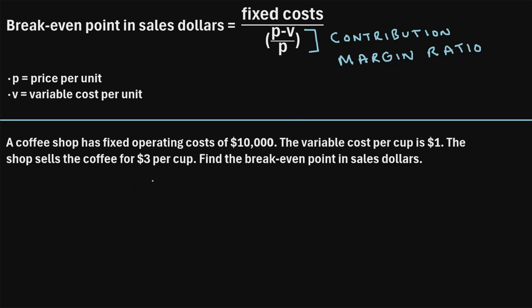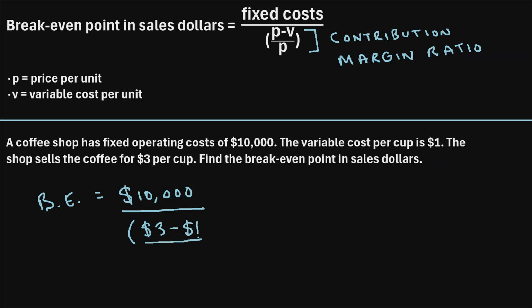So to find the break-even point for this coffee shop, let's go ahead and use this formula. We'll say break even, BE for short, is equal to the fixed cost. So we're told that the coffee shop has fixed costs of $10,000. So we'll say $10,000 divided by, now in this denominator we have P minus V. P is the price per unit. So we're selling this coffee for $3 per cup, so the value for P is going to be $3. And then we're subtracting the variable cost per unit. The variable cost per cup is $1, so we'll subtract $1 and then we'll divide that by P, the price per unit, so $3.